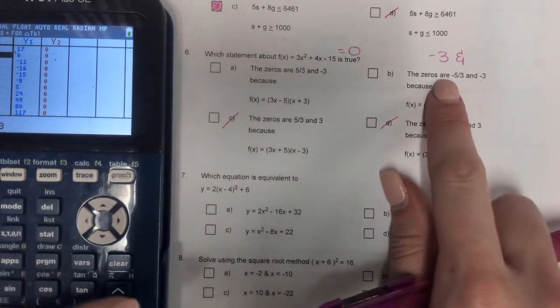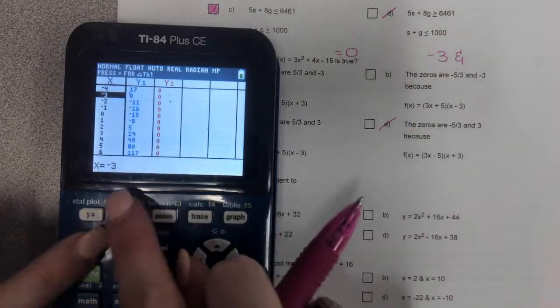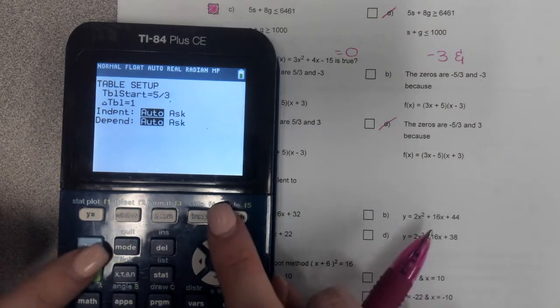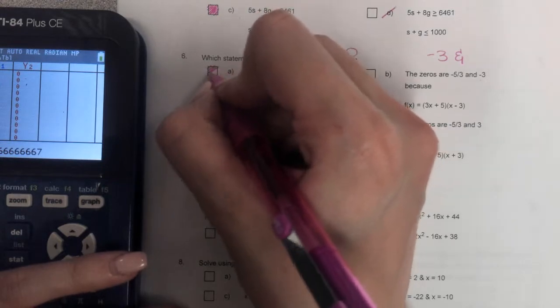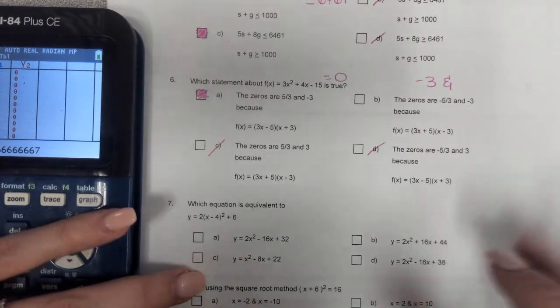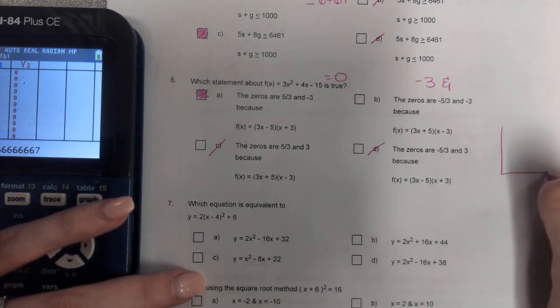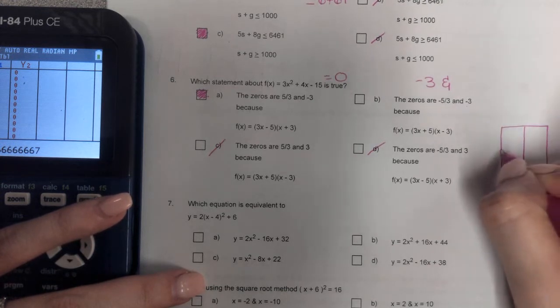So is it at 5/3 or negative 5/3? Second window, let's see, is it at 5/3? Yes, it is. So it is A. If you wanted to break it into its factors, it's never a bad idea to review factoring.